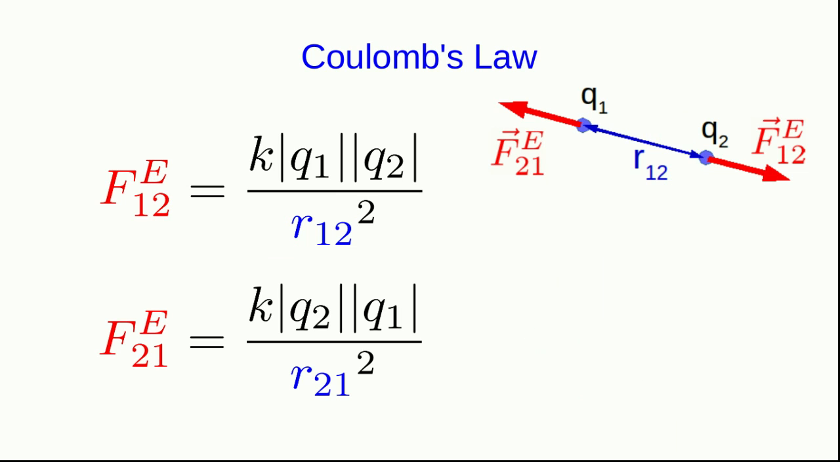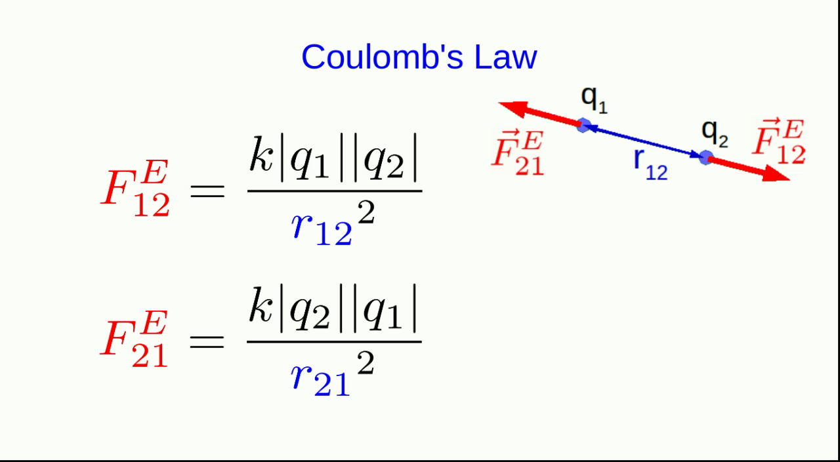Also notice that if the force that 1 exerts on 2 is given by the relationship I wrote above, then below we can write the force that 2 exerts on 1. It's just k q2 q1 over r21 squared. Well, r21 is just the distance between q2 and q1, and that's the same as the distance between 1 and 2, by definition.